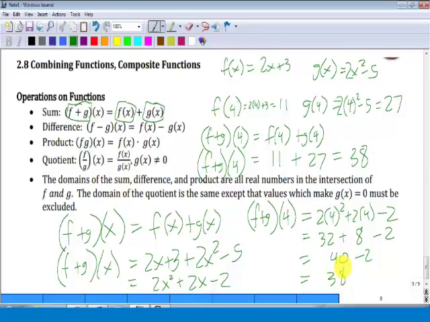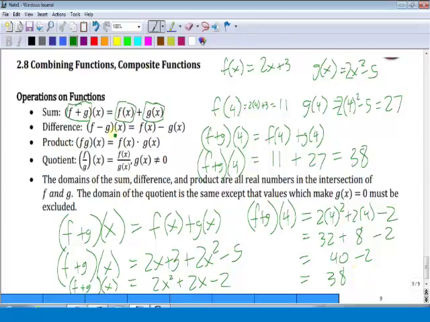So f plus g of a number, you can find f of that number, you can find g of that number, you can add them together, and that gives you f plus g of that number. Or, since the function is defined in terms of x, we could find f plus g of x by writing expressions for f of x and g of x, and then adding those expressions together to come up with an expression for f plus g of x, and then substituting 4 into that expression. Either way, we get the same answer.